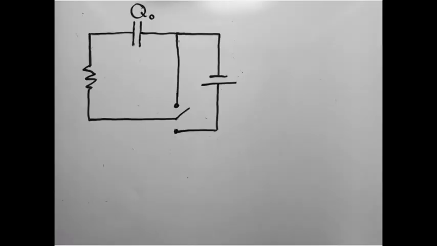Now, what about discharging a capacitor? So now we're starting with a charged capacitor. Discharging it would look like moving the switch to that position so that now current can begin to flow around this little loop right here. And notice that the battery is cut out from this.